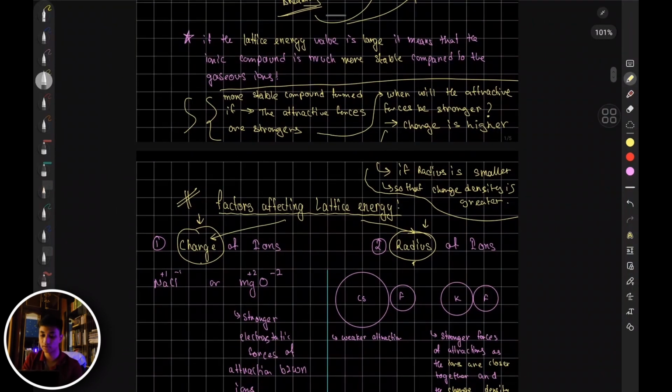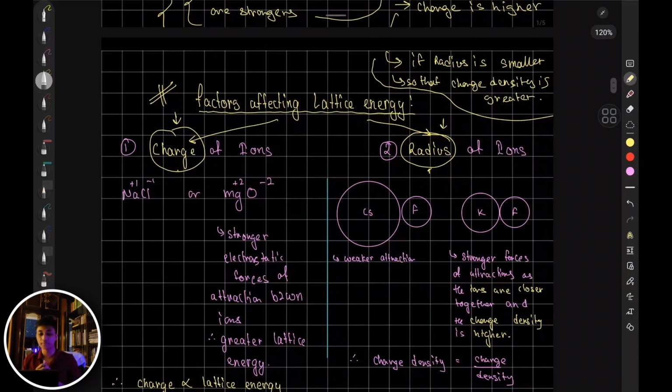You can note this down. This is basically the summary of why you're considering the attractive forces, why the factors are important, and how the factors affect the attractive forces. So basically, there are two factors affecting the lattice energy. I've mentioned the charge of the ions and the radius of the ions.